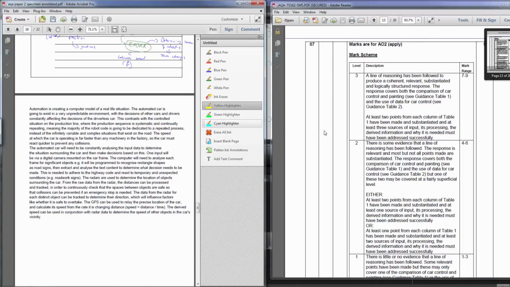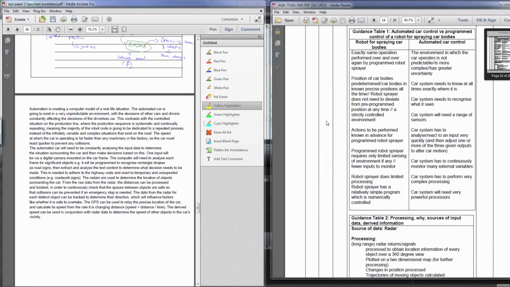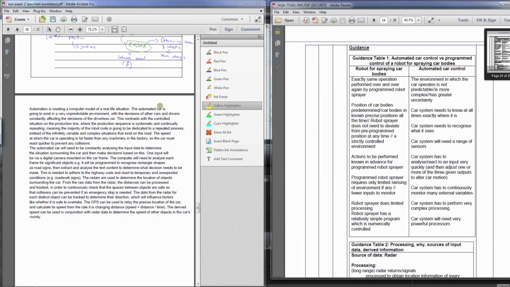So from the first table, let's see how many I got. Hopefully I've got at least 2. First point is, by the way, it doesn't seem like you get marks for definitions. I did a definition here.